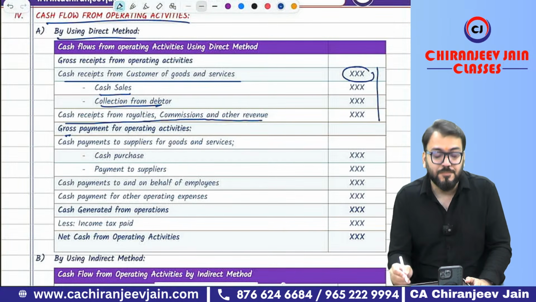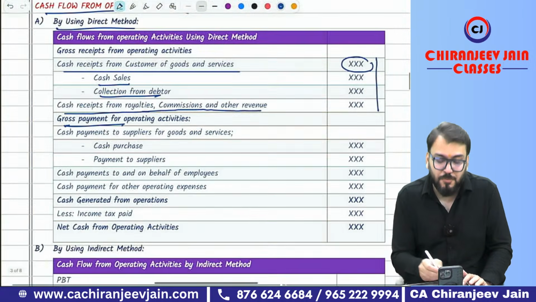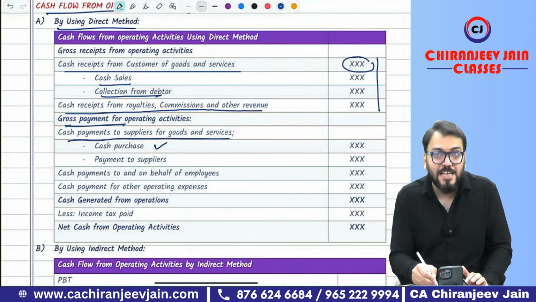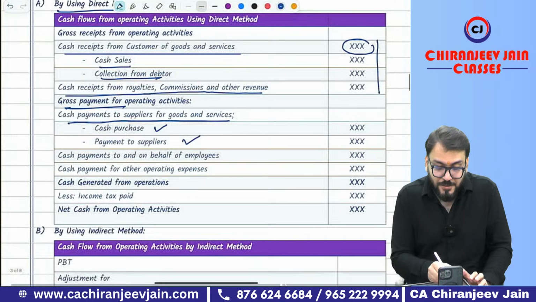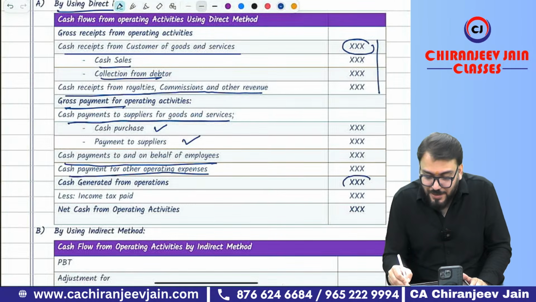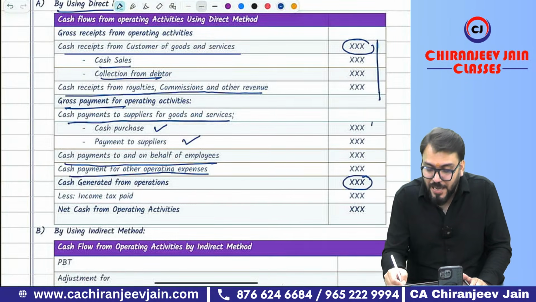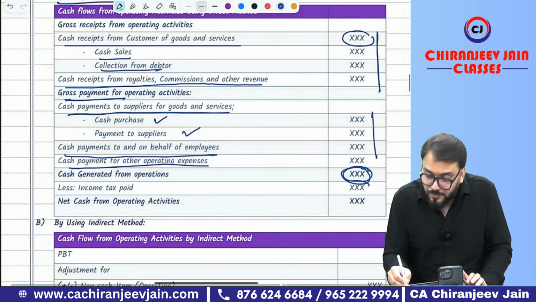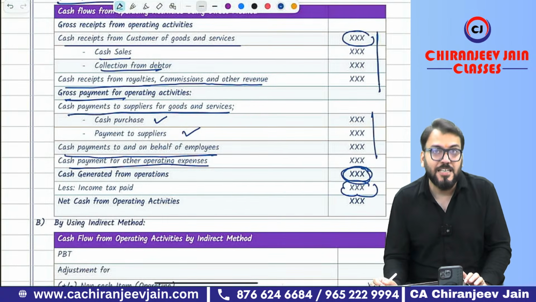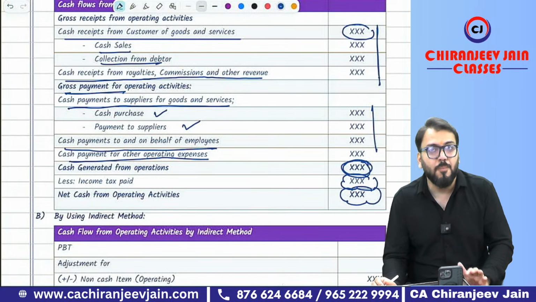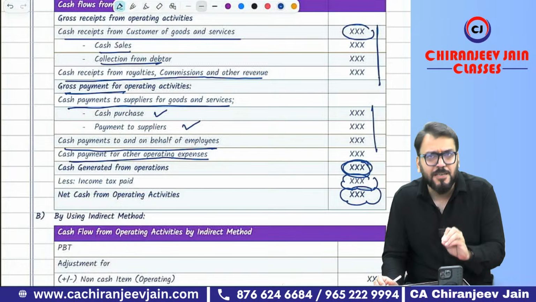This will be the total gross receipts. Then we find the gross payments, which may be gross payment to suppliers of goods and services, which may include cash purchases, payment to creditors, then cash payment to employees, then cash payment for any other operating expense. This will give cash generated from operations, the plus and minus. From this we separately deduct income tax paid, and then this amount will be net cash flow from operating activities. I think in the direct method you don't have any doubt.